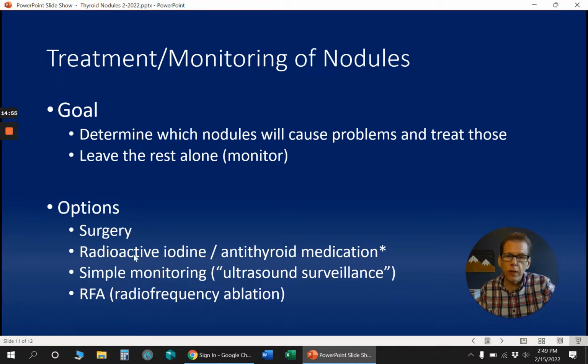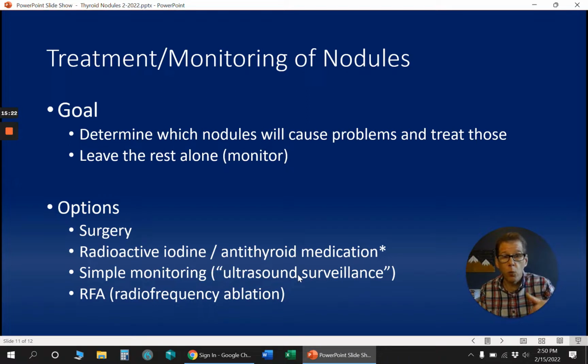For nodules that are overactive, we can use something called radioactive iodine, or in the right circumstance, we don't do this very often because it would be a lifelong medication, we can use anti-thyroid medication to slow the thyroid nodule down so it's not making as much thyroid hormone. The radioactive iodine will generally make it smaller. The medication will not. For nodules that are not causing problems, usually simple monitoring, what we call ultrasound surveillance.